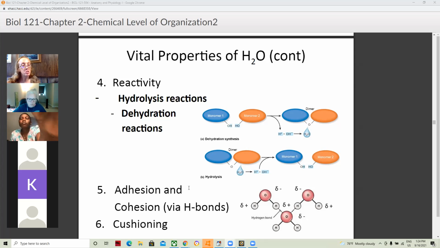Adhesion is the partial negative charges or the partial positive charges of water adhering to substances that are not water. So when water adheres to plastic, I'm not sure what the charge on plastic is. I don't know what it is. But the water adheres to the plastic. Cohesion is water hydrogen bonding with itself.